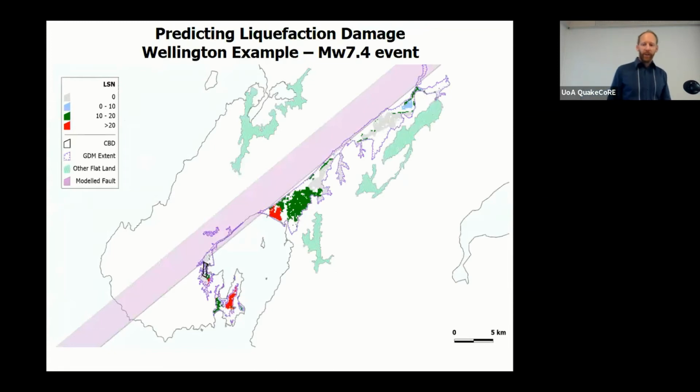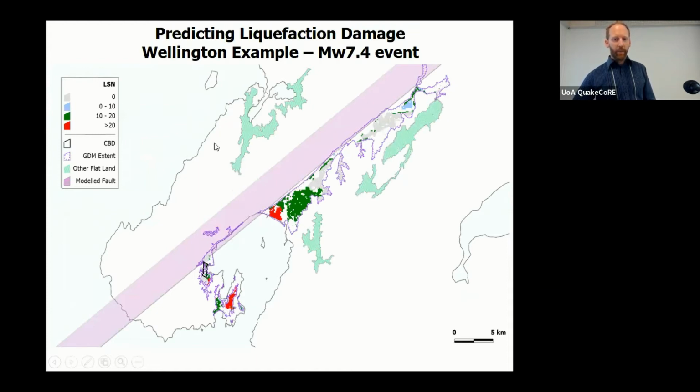It's not only in Christchurch where we can do this, but also in Wellington. There's a recent study that's been done, a very similar process, collating all the geotechnical data together, CPT data within these areas, and then grouping it. And then we can see, for a particular shaking scenario, the Wellington fault example, with a magnitude 7.4 event that went off, the shaking intensities that would produce.